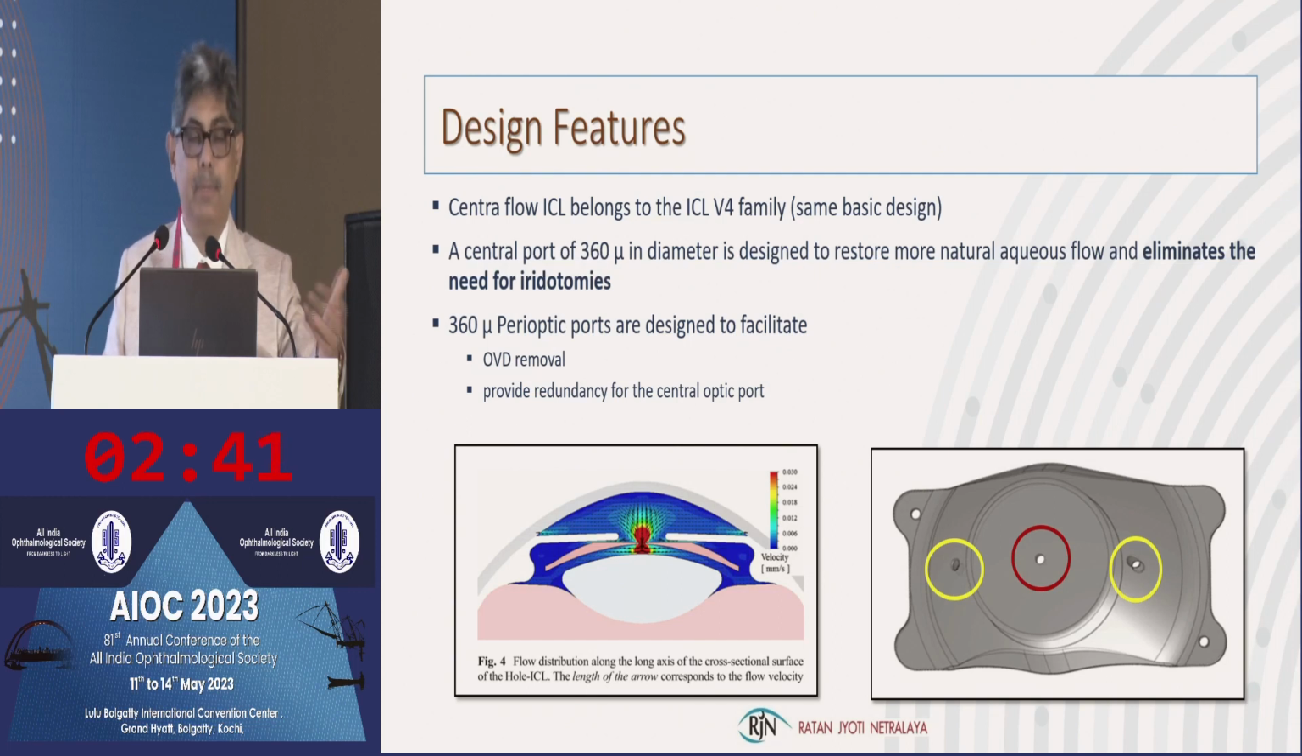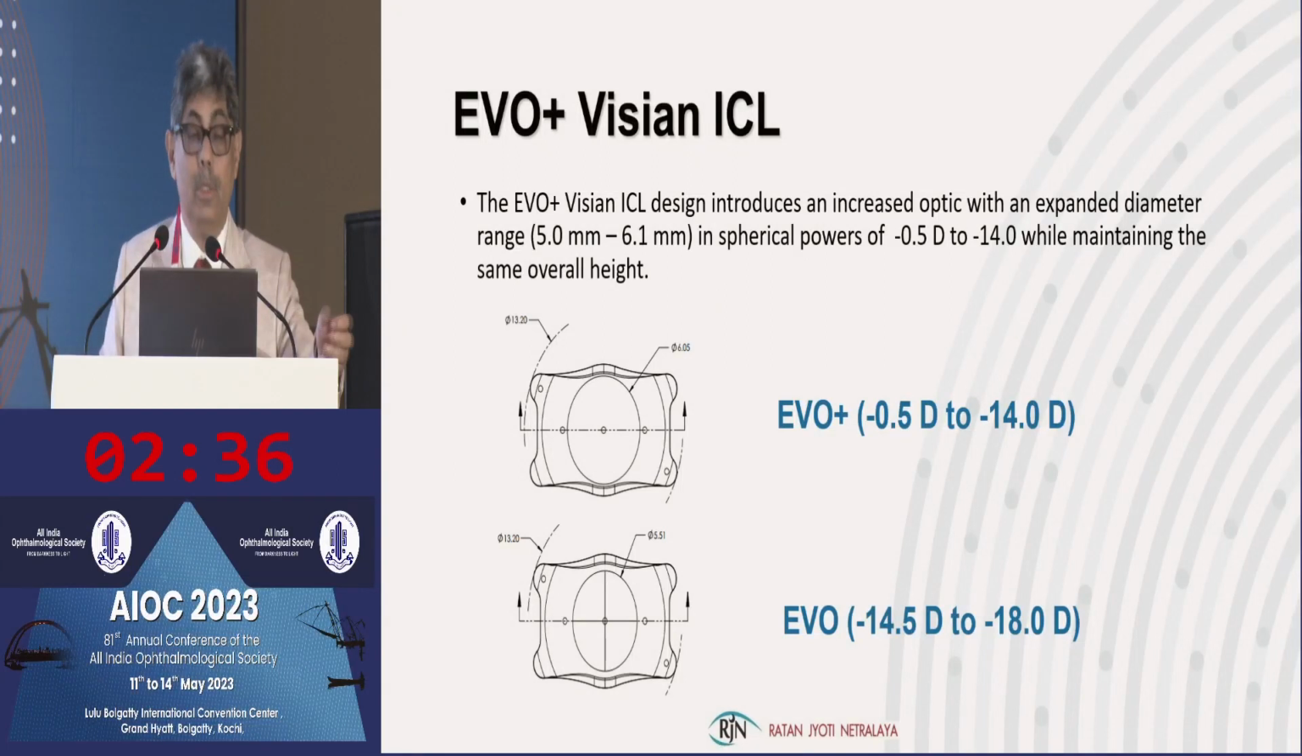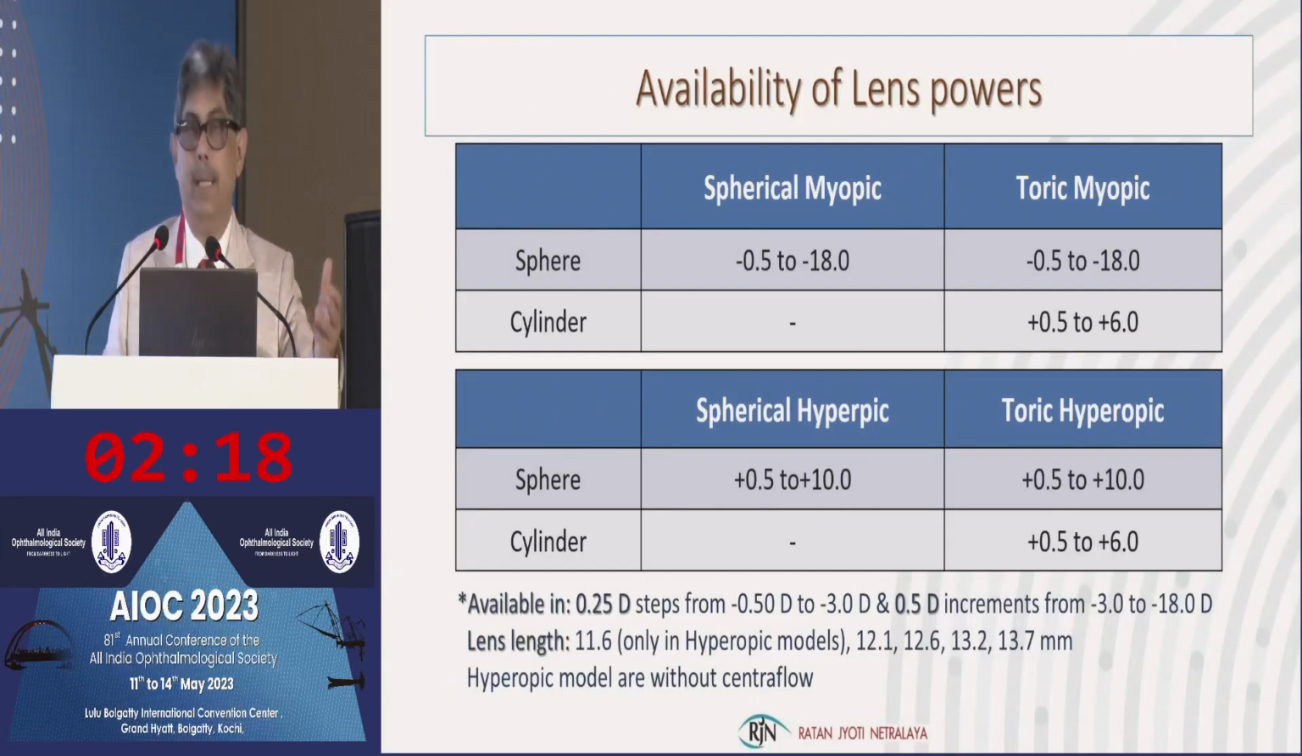And this helps for the OVD removal and provides redundancy for the central optic port. The EVO, now what we are using is EVO Plus Visian ICL, which has a larger optic size, 5 millimeter to 6 millimeter, depending on the power of the ICL. And this gives a better quality of vision, and the chances of glare are minimized further, and night driving in the myopic population is better. It is available in myopic eyes from -0.5 to -18 diopters.